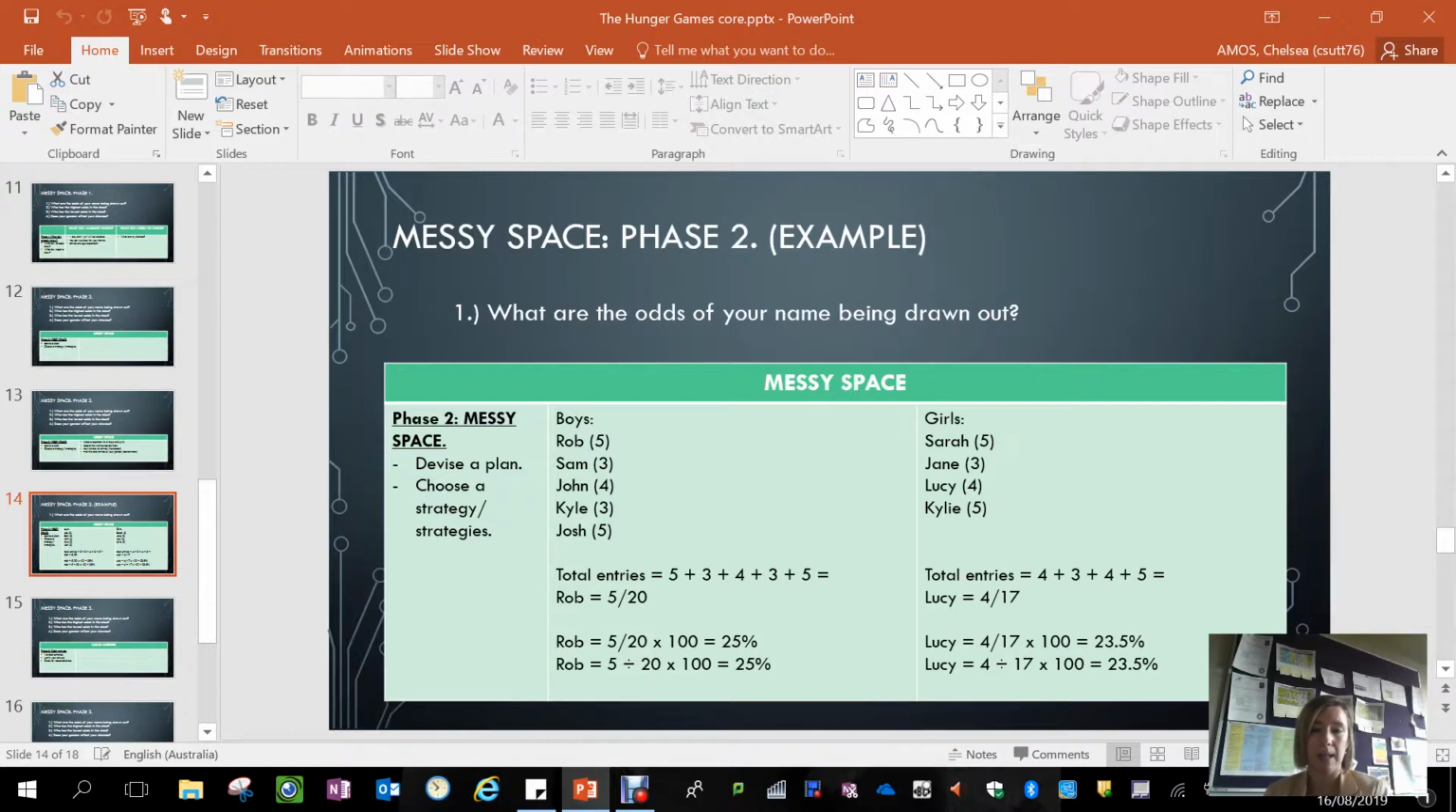25%. And in our girls section, we have Lucy. She has 4 entries, and there are 17 total entries for girls. So it would be 4 over 17 times 100 to get that 23.5%, or you could do 4 divided by 17 if you didn't have a calculator. So our students' odds should be represented as a percentage. You might want to go through and do an example for a student to give the students a starting point if they don't know what to do.